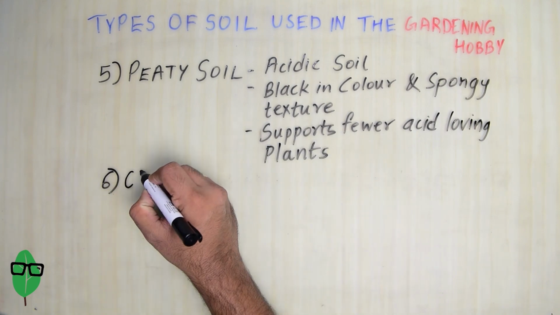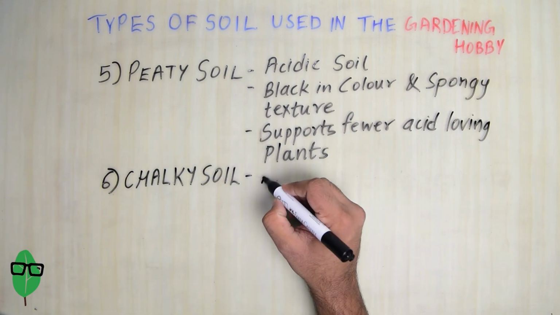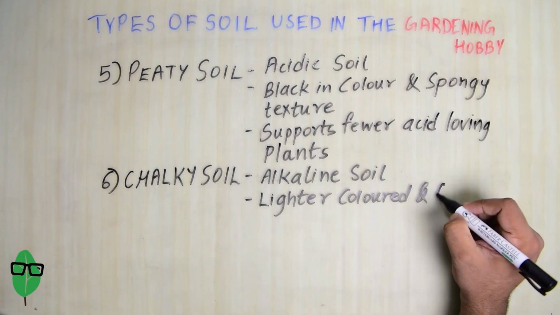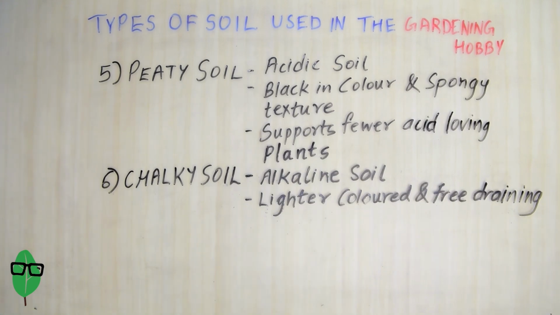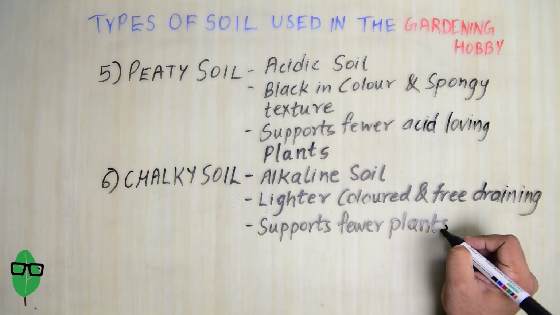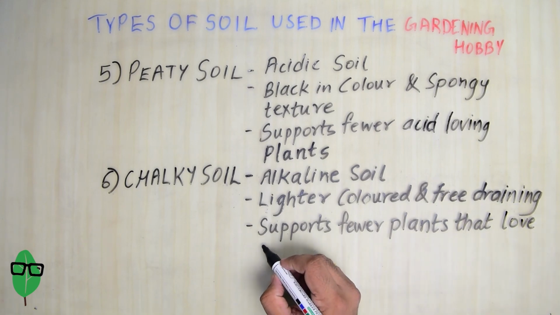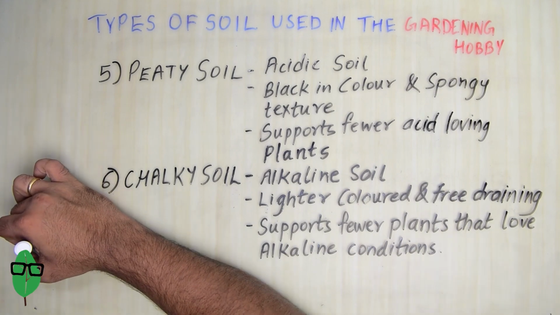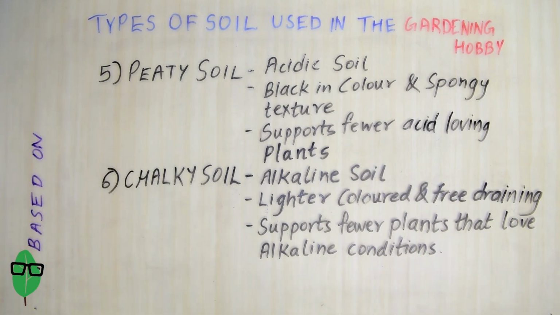And the last soil type is chalky soil. The chalky soil is alkaline in nature. It's usually lighter in color and it's more free draining. It doesn't retain water as well. And again, it supports fewer plants that love alkaline conditions. Plants like clematis and Boston ivy are plants that thrive in alkaline soil. So these 2 soil types that we are looking at are based on the pH level of the soil or the acidity of the soil.